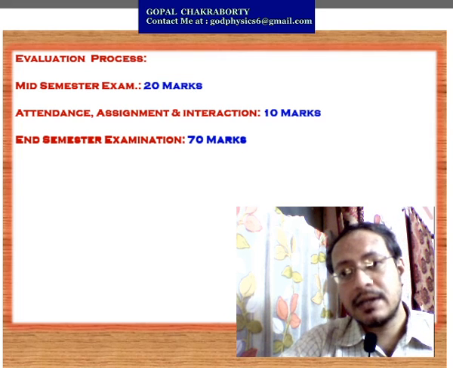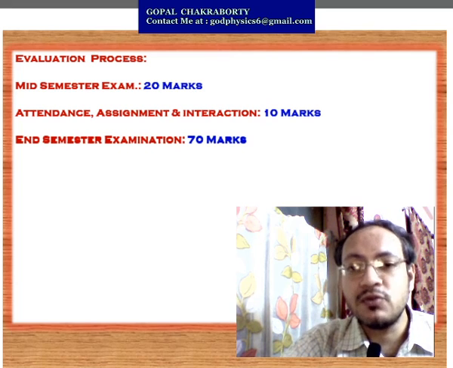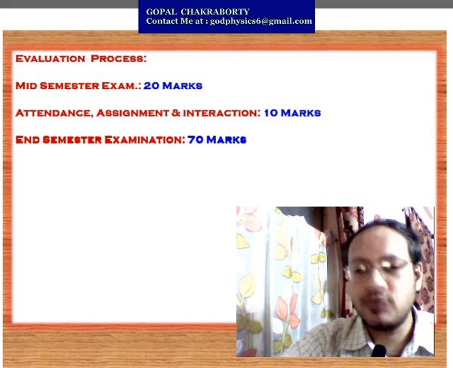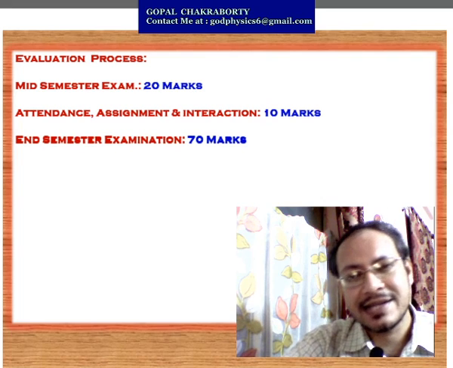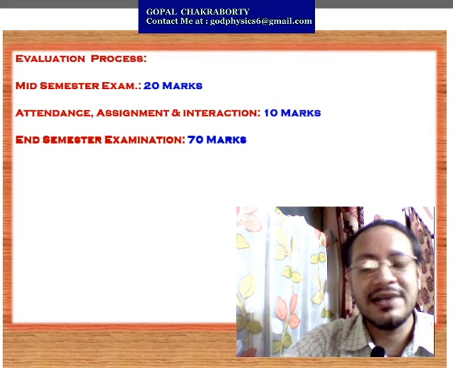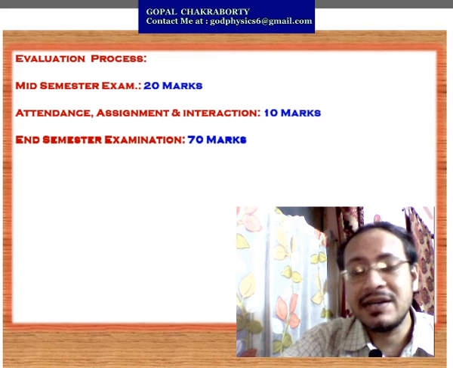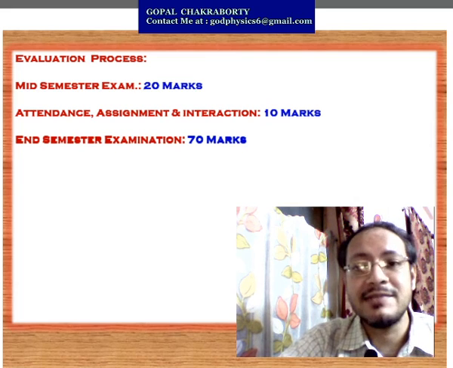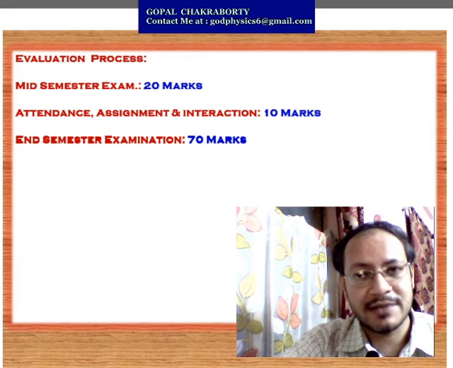Now the evaluation process is the same. The students have to appear for a mid-semester exam of 20 marks, and attendance, assignment or interaction that consists of 10 marks. So internal will be a total of 30 marks, and for the end semester exam they have to appear for 70 marks.